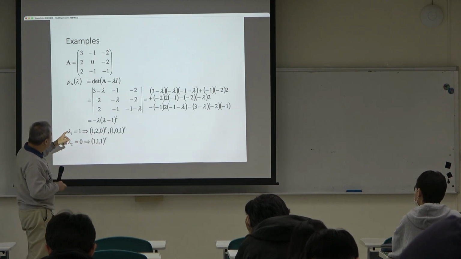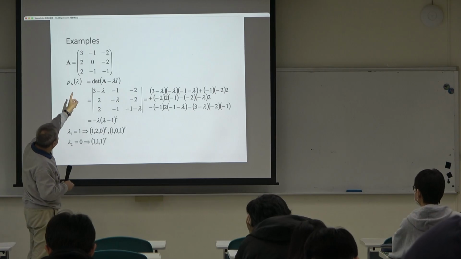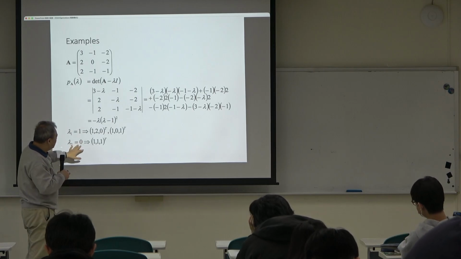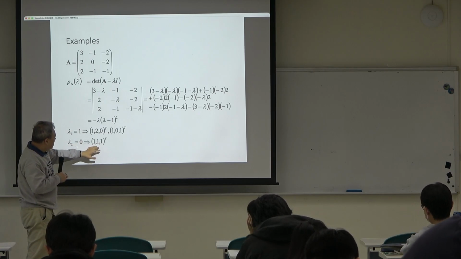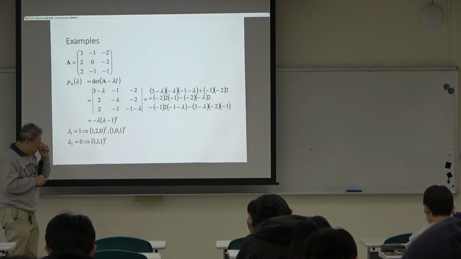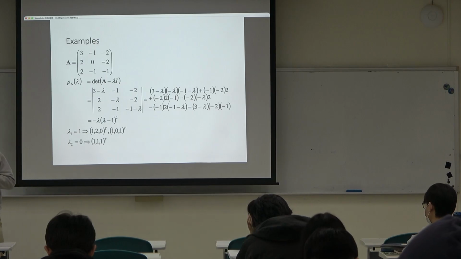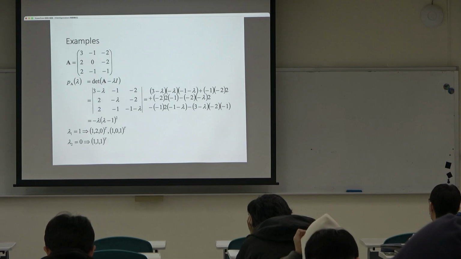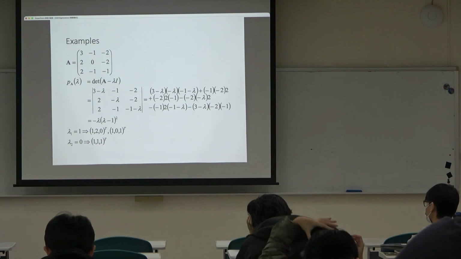And then if you let lambda be 0, you solve this and you get a single eigenvector, 1, 1, 1. That means the dimension of the eigenspace corresponding to the 0 eigenvalue is 1.